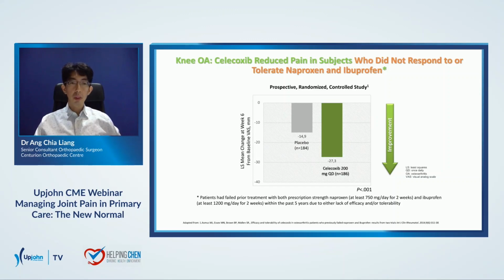Now, this study shows patients who had already had treatment with naproxen and ibuprofen, and they did not seem to respond or tolerate, meaning that they maybe developed side effects. And so the study put patients on Celebrex, and there is an improvement in pain.